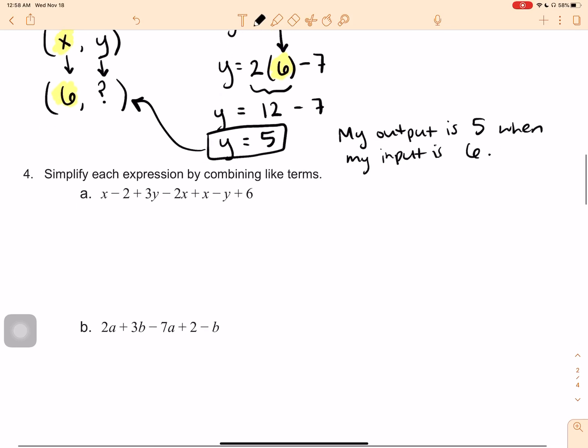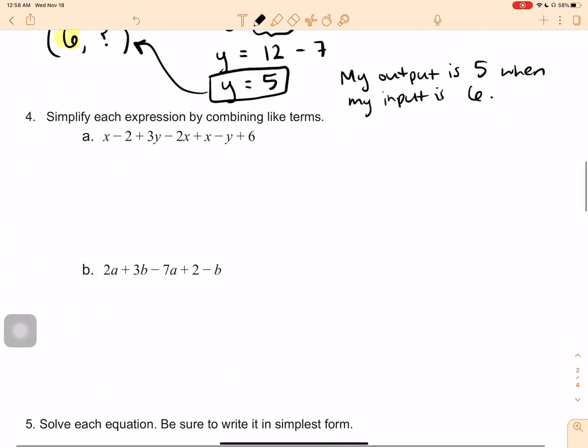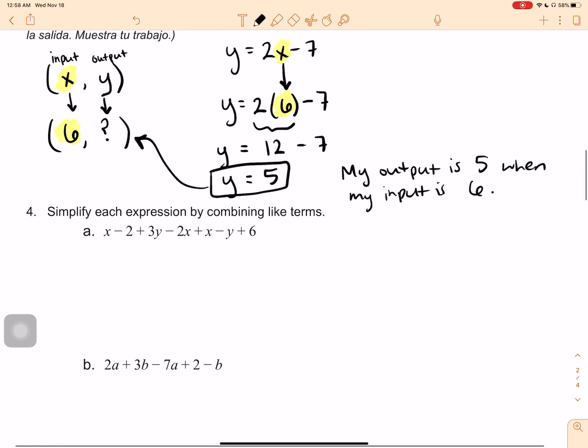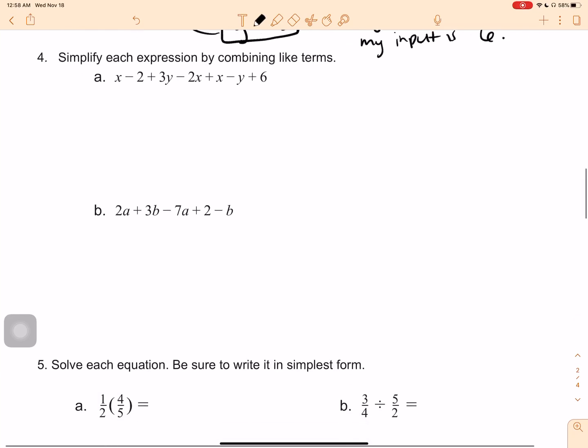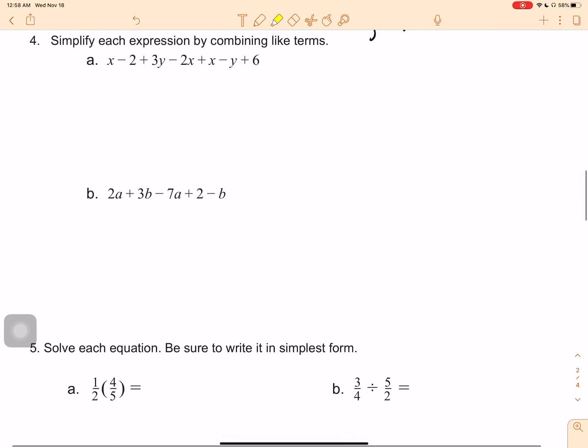Now number 4 is simply combining like terms. Okay, so number 4, what I would do is color code, just like I taught you guys to do. So I'm just going to start highlighting my terms in different colors. I see here I have an x, a negative 2x, a positive x, and that's it for my x terms.